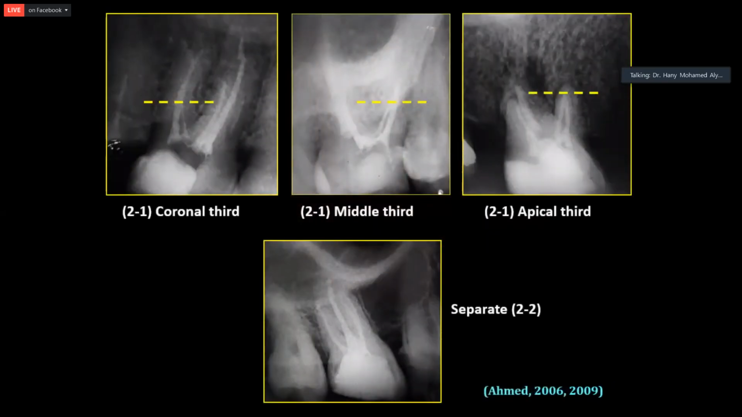And these are different configurations of the second mesiobuccal canal. The second mesiobuccal canal sometimes is connecting to the main mesiobuccal canal in the coronal third, or it is connecting to the middle third, or sometimes it is connecting to the apical third, and sometimes also the second mesiobuccal canal is remaining separate as a separate canal.